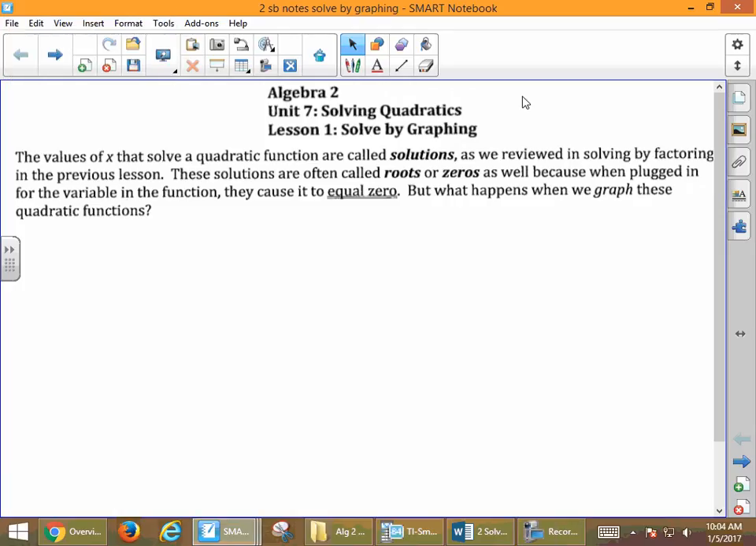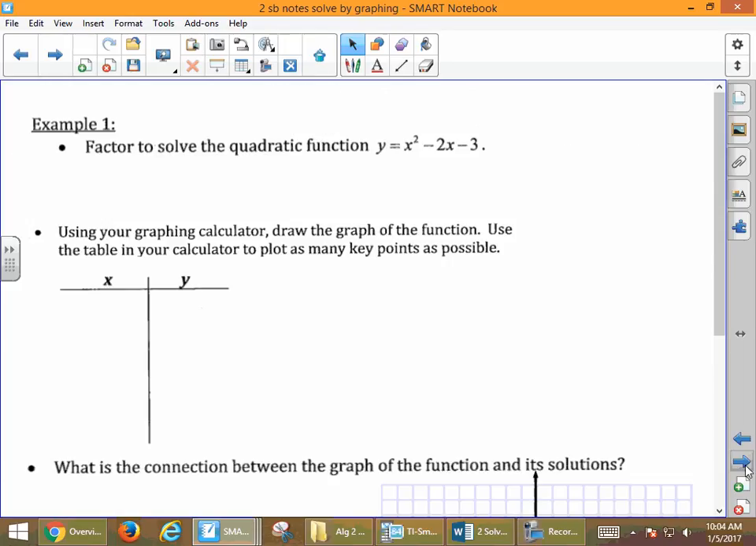Quadratics, and we actually have already solved quadratics when we solved a function by factoring. So this is another technique that we can use to solve something that's a quadratic. And when we solve a quadratic, what we're doing is we're finding solutions to that function. Solutions are more appropriately referred to as roots or zeros, because when we plug those values back into the function, it causes the function to equal 0. But what we want to look at today is what happens when we graph this function.